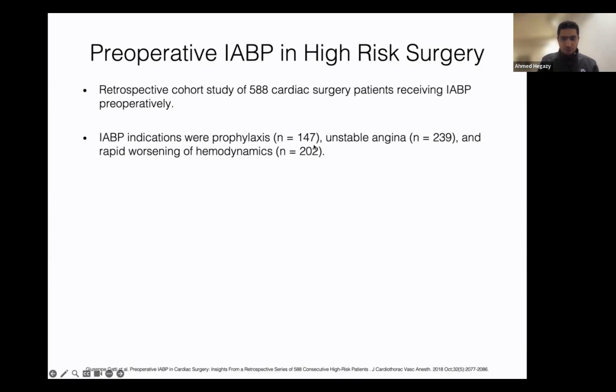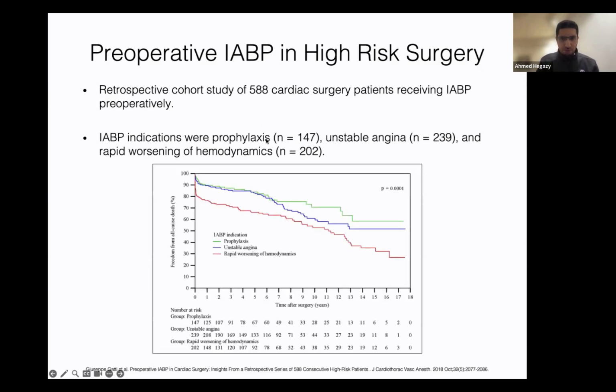And so what they found was, according to the indication for putting in the balloon pump preoperatively, the mortality was very different. So obviously those who got it prophylactically are the ones with the green line. They had the lowest mortality. The ones with unstable angina, the blue line, had a bit of a worse mortality. And the ones with worsening hemodynamics had an even worse mortality.